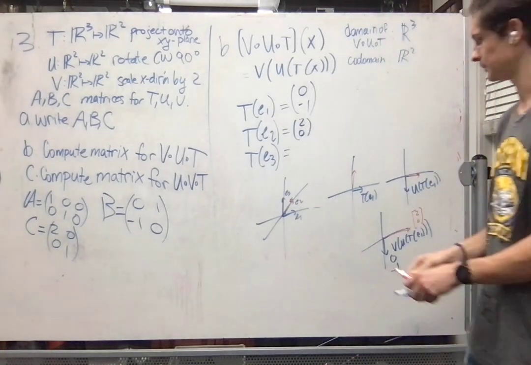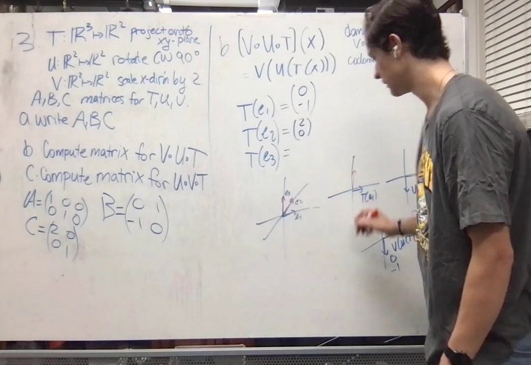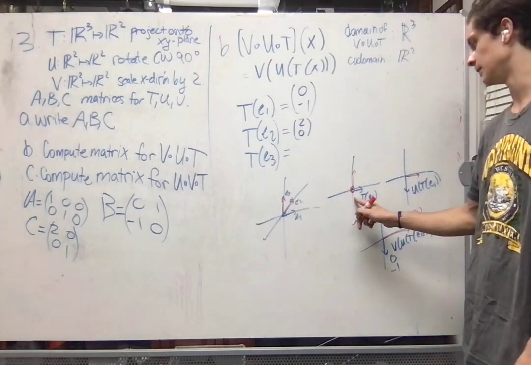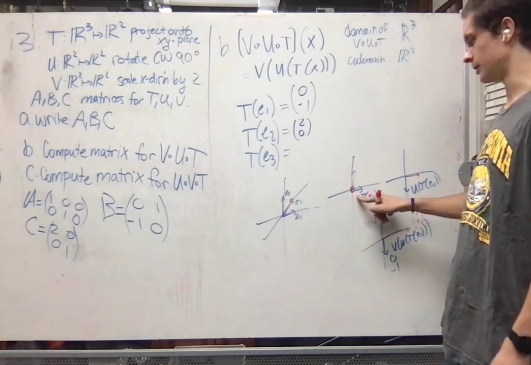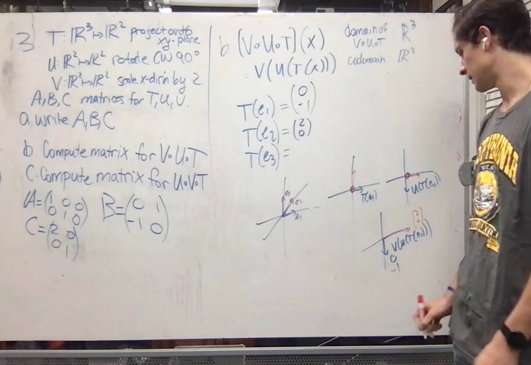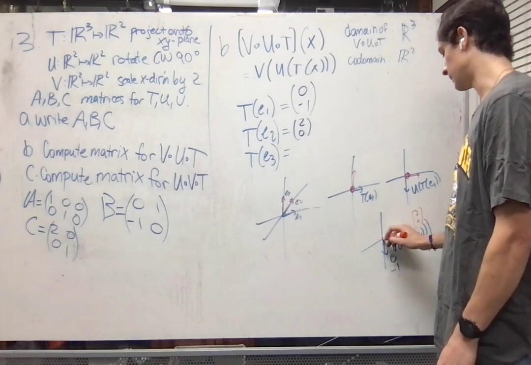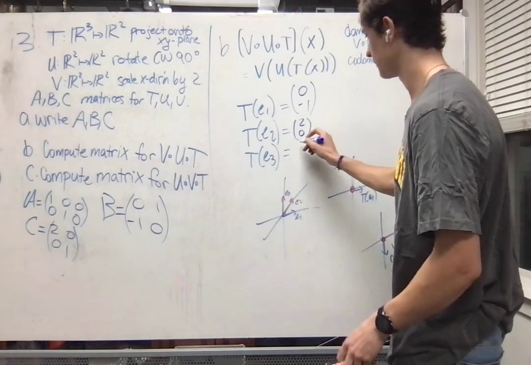Now E3 starts here. It's going to map to the origin after T, and then rotating the origin around the origin is just going to leave it at the origin. And then stretching it in the x direction is not going to change it at all. So we're actually going to end up still with T of E3 being 0, 0.